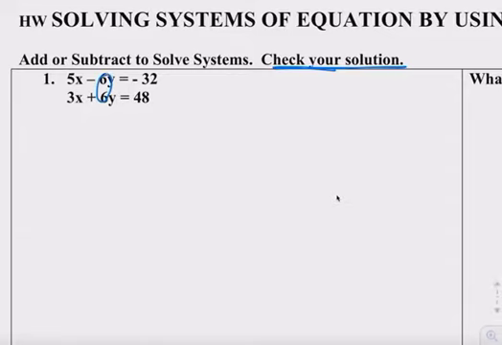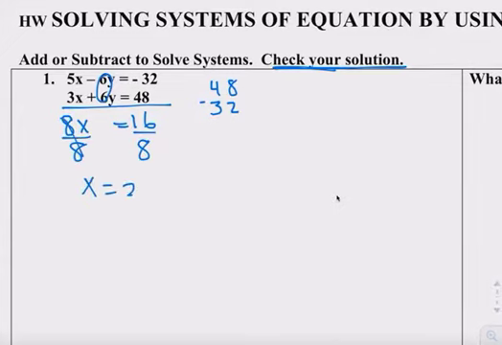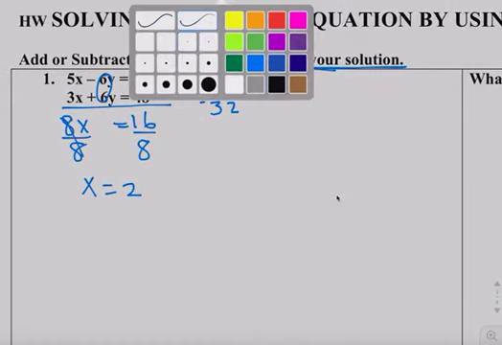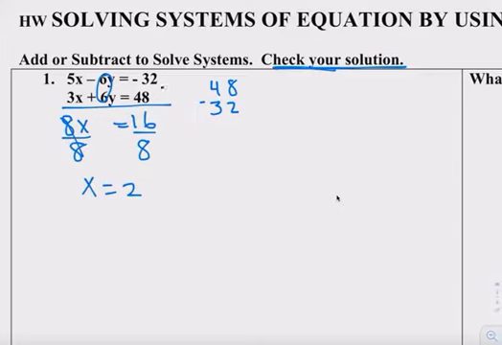Check your solution. Hey, they want you to check it. 8x equals 48 minus 32, which is 16. Divide by 8. X is 2. If x is 2, we need to find out what y is. I'll use this one.